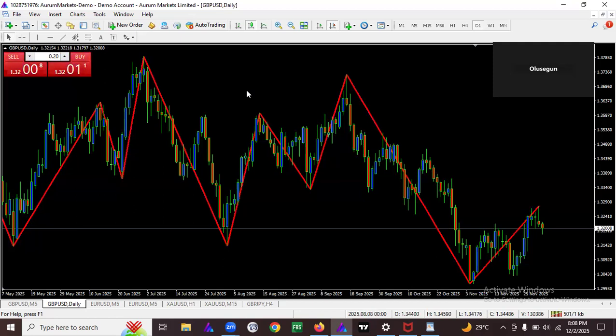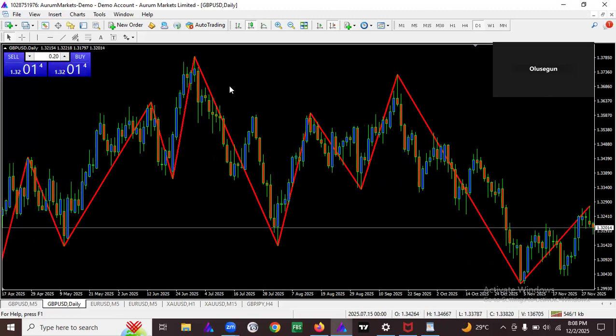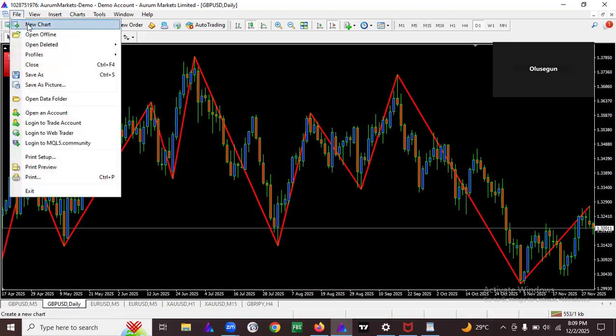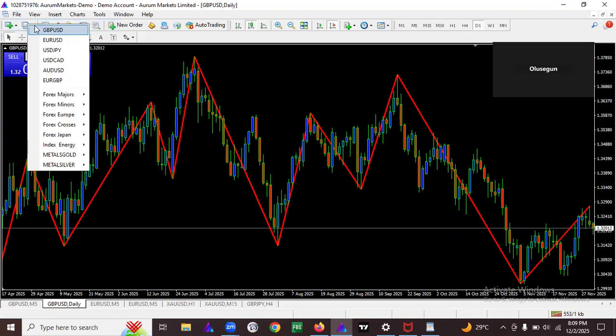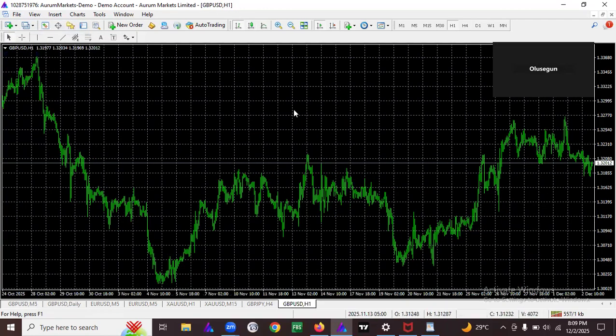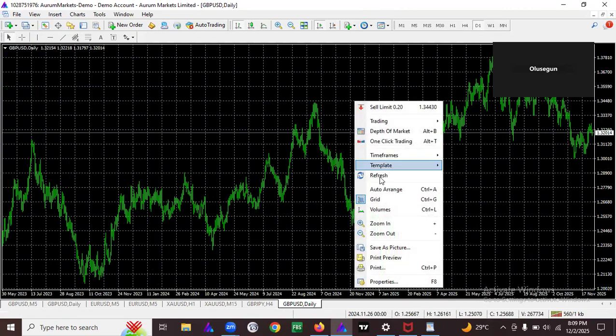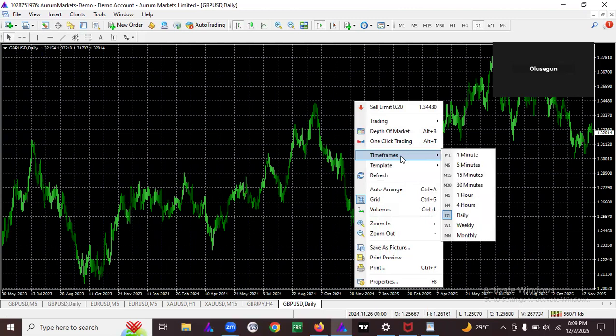So we identify a resistance on the chart. When a bearish candle closes after a bullish candle, a resistance level is created or formed. You get that? When a bearish candle closes after a bullish candle, a resistance level is formed.